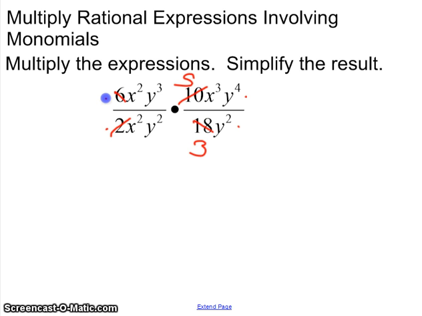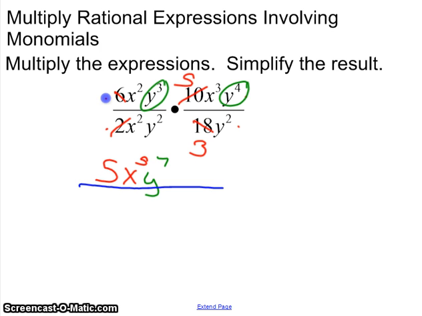So up top now, I've got 5. I've got x squared times x to the 3rd that are both up top. That makes x to the 5th. And I've got y to the 3rd times y to the 4th up top. Add those exponents, because I'm multiplying, makes y to the 7th. On the bottom, I've got an x squared. And I've got y squared times y squared. Add those exponents, becomes y to the 4th.